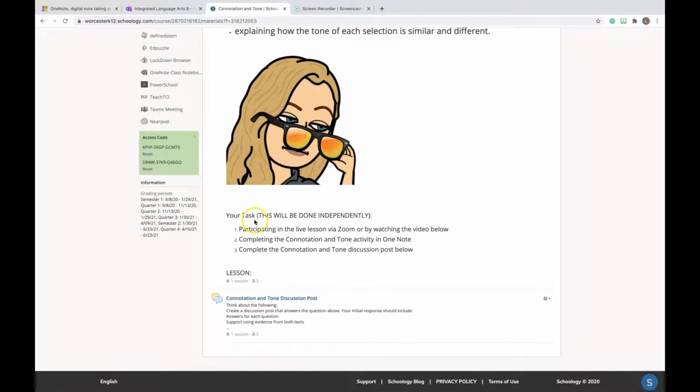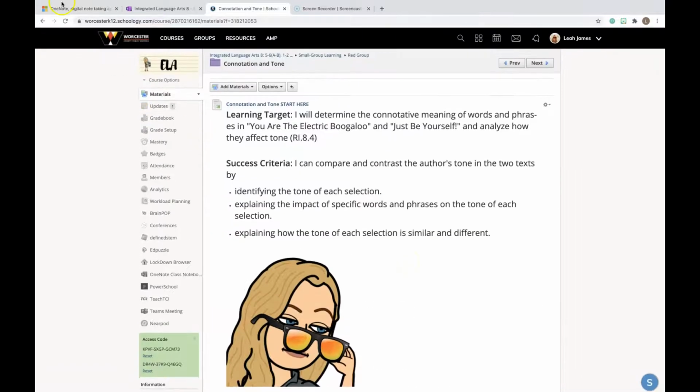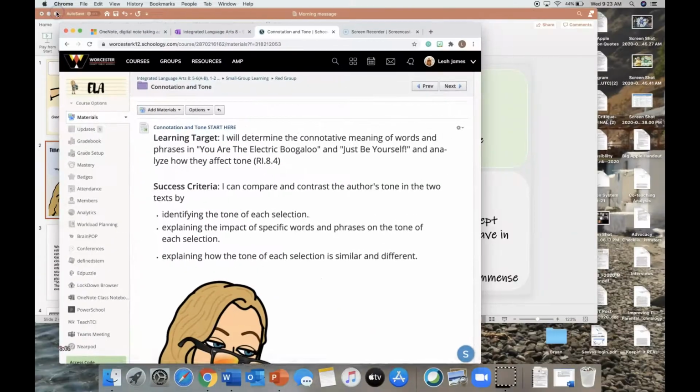So it says that this will be done independently. Because you're watching this video, that's why you're doing it independently. Remember, you're watching this video now. We're going to complete the connotation and tone activity in OneNote, and then we're going to transition into the discussion post in Schoology.